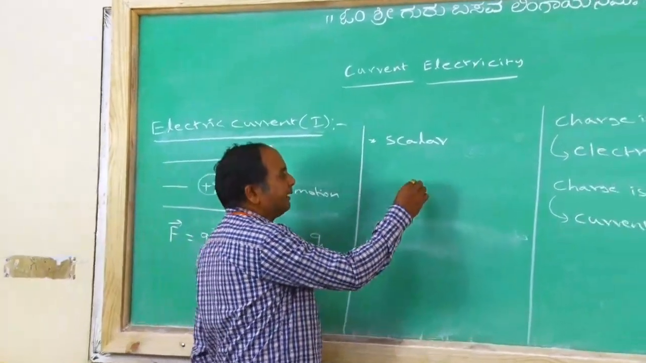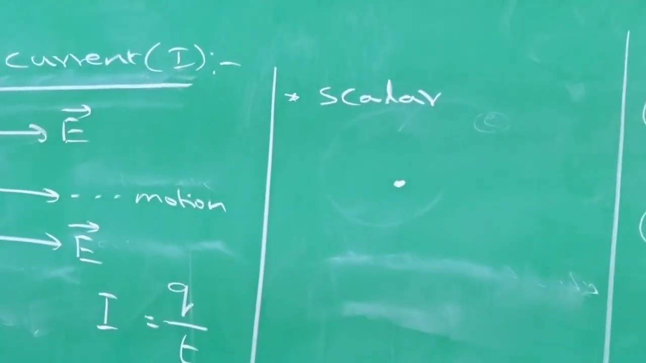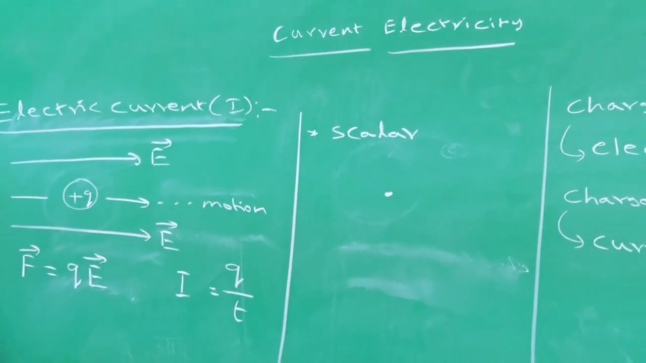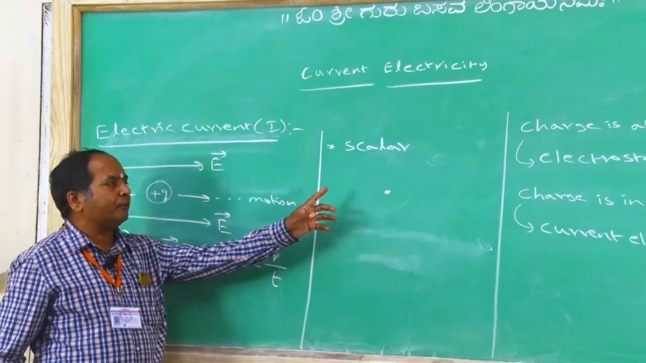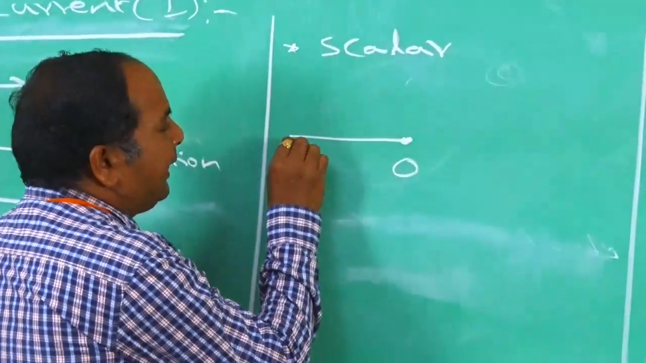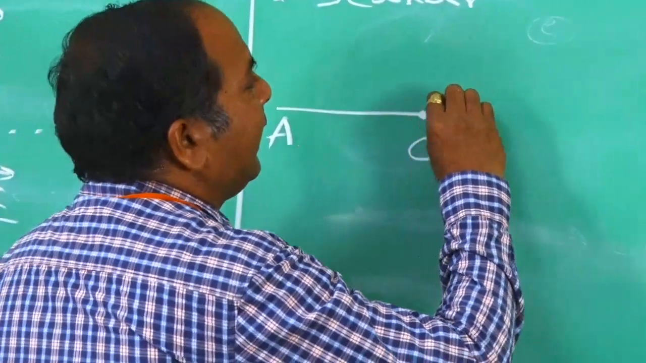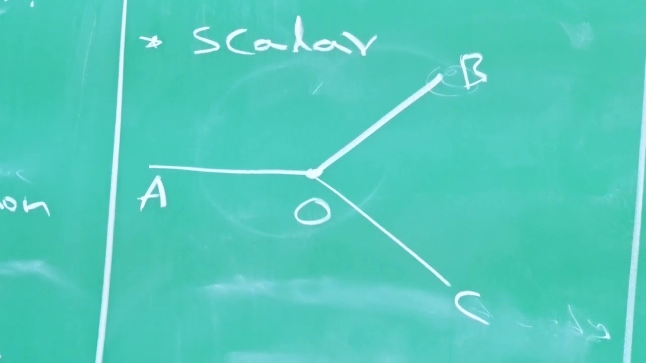So let us assume that this is one nodal point. Nodal point means that at any point where two or three components are joined, that point is said to be a nodal point. Let us assume that O is one point, and from A to O one conductor is there, from O to B another conductor, and from O to C another conductor.